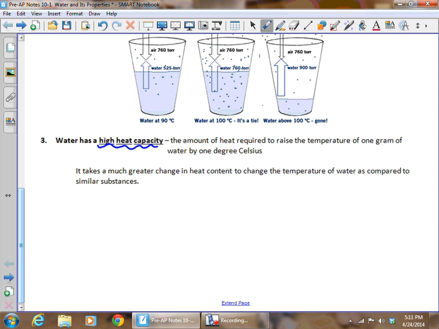They don't start moving and increasing their motion as fast as other molecules and other types of substances might, so their temperature simply does not raise as quickly. So once again, hydrogen bonding affected that as well.